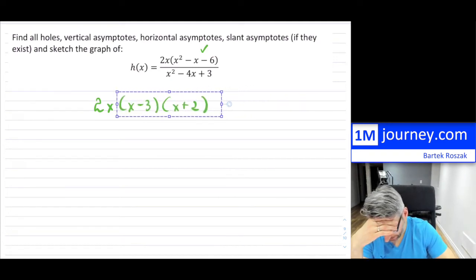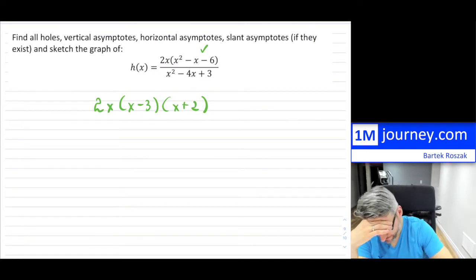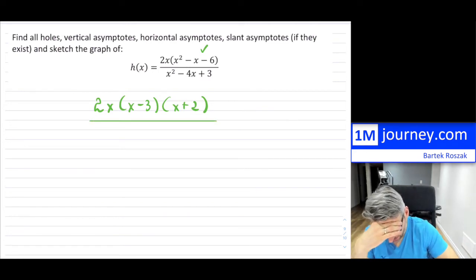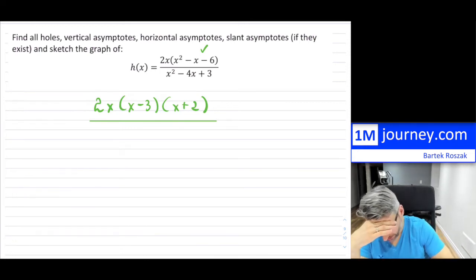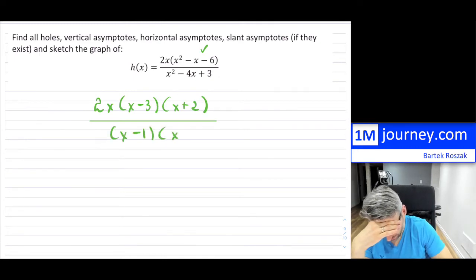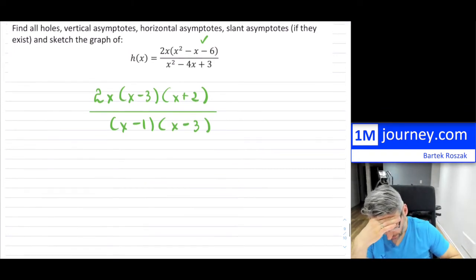So we have that. Now in the denominator, that's factorable as well. x squared minus 4x plus 3. So that's 1 times 3. It's x minus 1, x minus 3, right? That's going to give us that. Yep, so we have that.